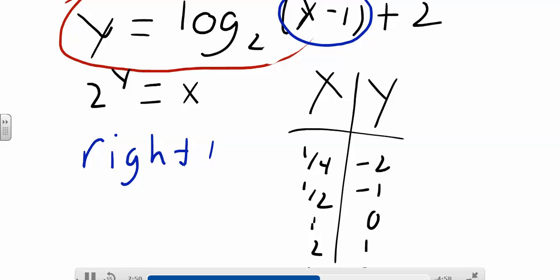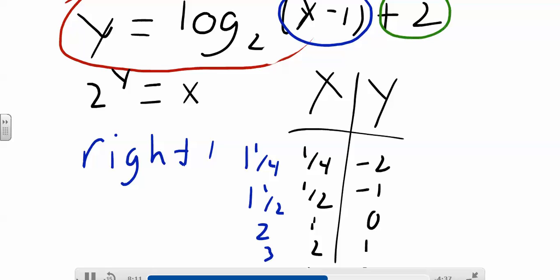What that's going to do is add 1 to all the x's. So 1/4 plus 1 is 1 1/4. 1/2 plus 1 is 1 1/2. I'm moving every point to the right one. 1 plus 1 is 2. 2 plus 1 is 3, and 4 plus 1 is 5. So those are my new x values.